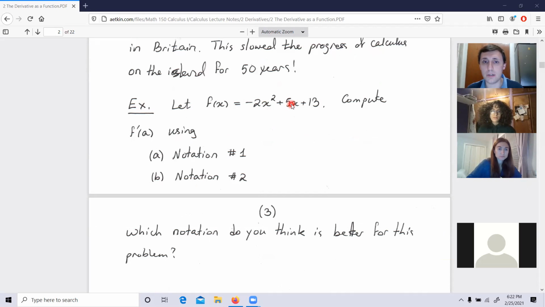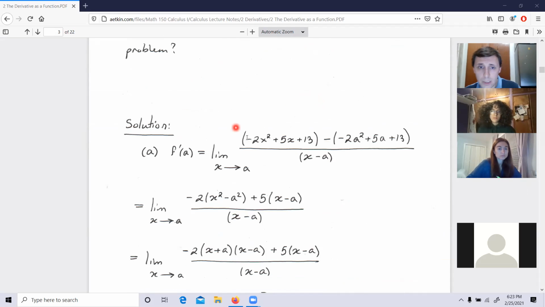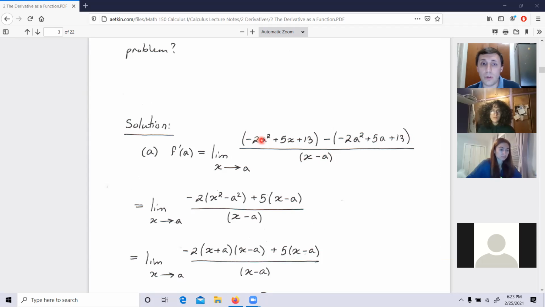You see, minus 2x squared plus 5x plus 13. Now look what happens here, guys. This is the function at x minus the function at a, divided by x minus a. That's just the setup. Now realize what happens here. When you group like with like, you see here minus 2x squared and minus 2a squared. What always happens is that the constant is factored out and you have x squared minus a squared. Next is the power of x to the power of 1, so we have 5 factored out and it's x minus a. 13 minus 13 is 0.